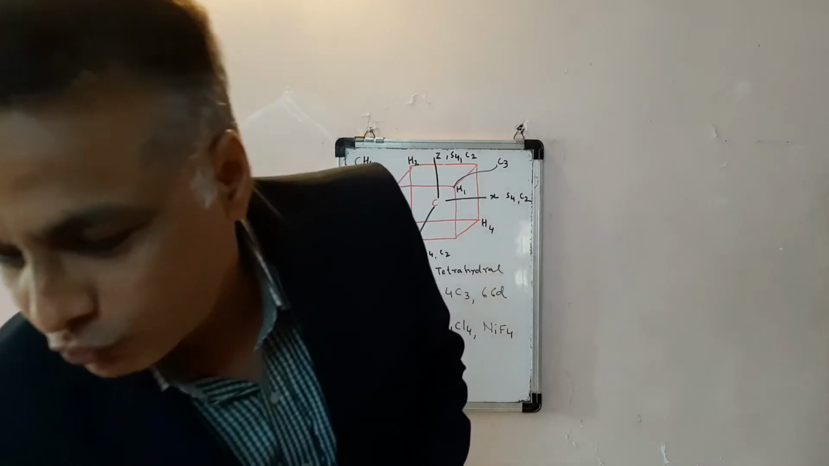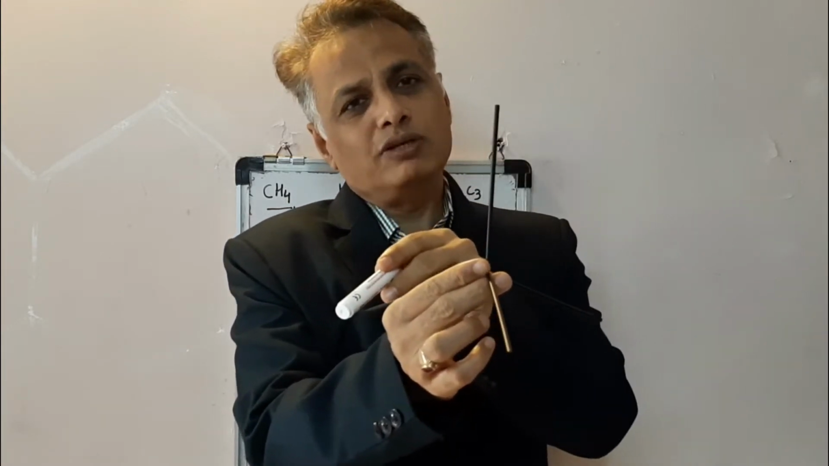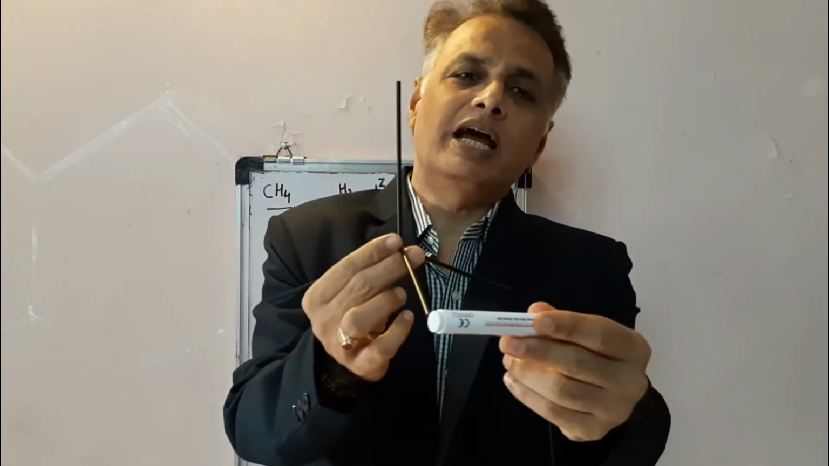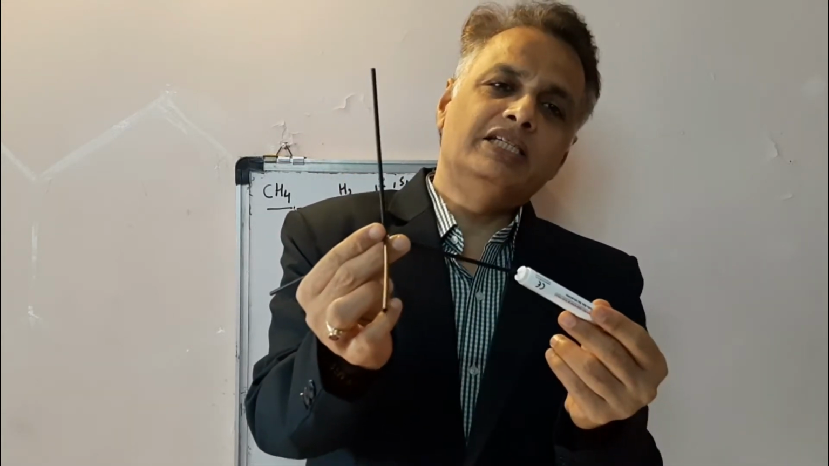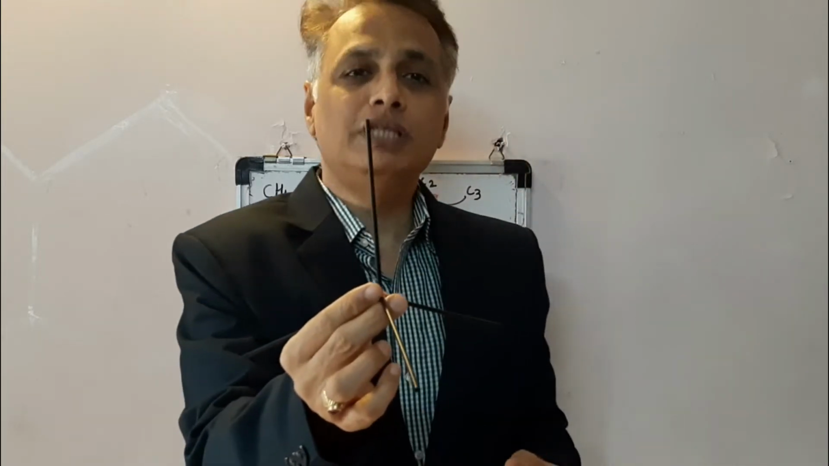Here this is the CH4 molecule. CH4 has a tetrahedral shape. Carbon is placed here. This is one hydrogen which is named as H1. This is the second hydrogen which is named as H2. This is the third hydrogen which is named as H3. And this is the fourth hydrogen which is named as H4. So it contains 4 C3 axes.